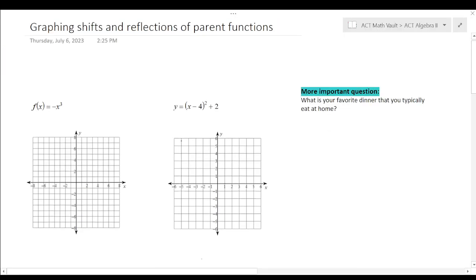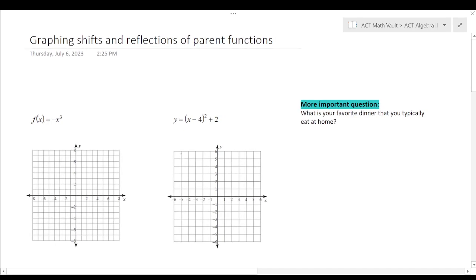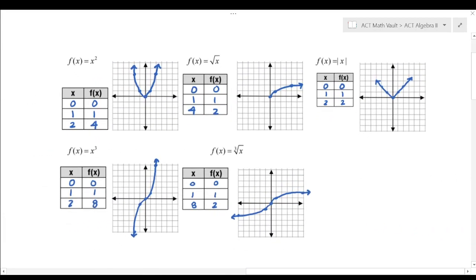So we'll start with problems like these, and something to remember going forward is we must know what these parent functions are. Think of the word parent as describing the foundation or the most basic root version of these functions. To highlight the most common parent functions that you'd see in an algebra class, these 5 are what we talk about in class: x squared, square root of x, the absolute value of x, x to the third power, and the cube root of x.